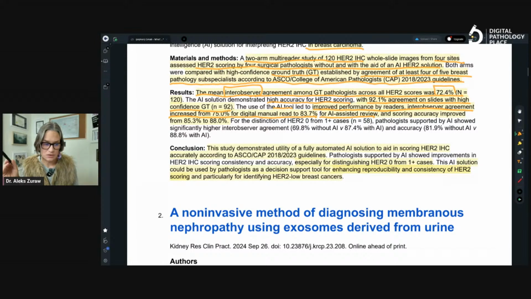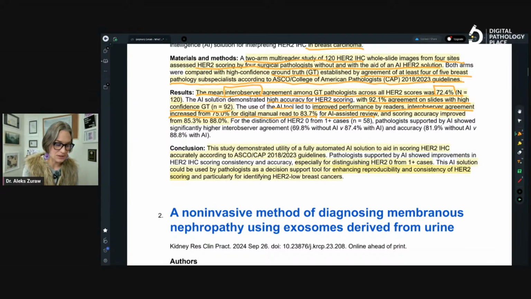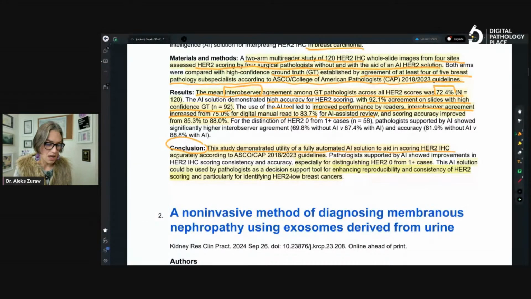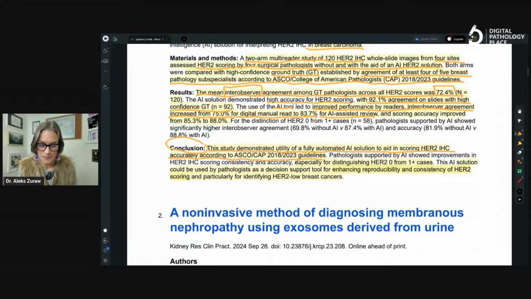So anyway, what we're saying here, AI improved the concordance, and also, the inter-observer agreement increased 10% almost. So that's fantastic. So what is our conclusion? And I always dream of this conclusion, like the conclusion is we're using it now. No, the conclusion is that it's good enough, but the study demonstrates utility of fully automated AI solution to aid in scoring HER2 IHC accurately, according to ASCO CAP 2018-2023 guidelines.